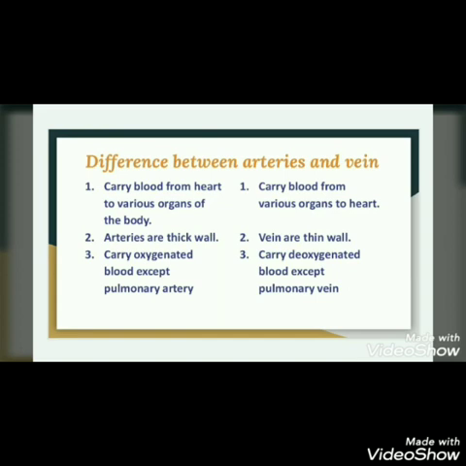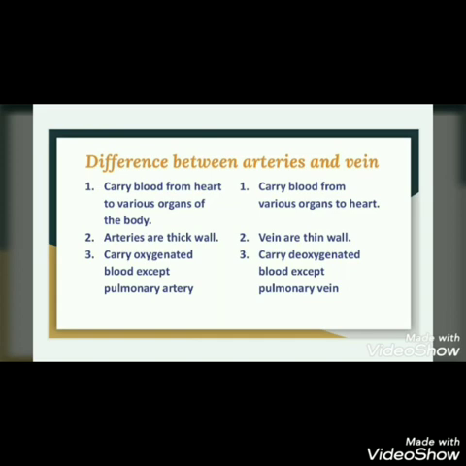As the blood comes from the heart to the other body parts, what happens? They come under high pressure. As such, arteries have thick walls. Veins have thin walls. When the blood flows from various organs to the heart, it flows under very low pressure. As such, veins have thin walls.